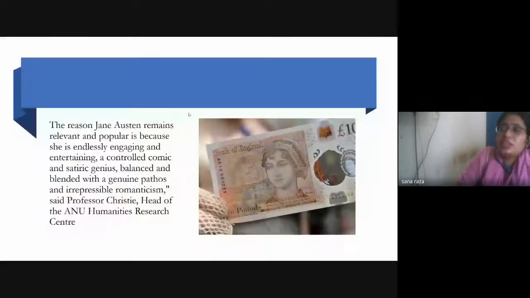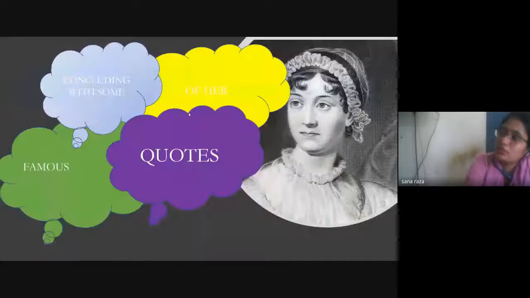The reason Jane Austen remains relevant and popular is because she's endlessly engaging and entertaining, a controlled comic and satiric genius, balanced and blended with a genuine pathos and irrepressible romanticism. This is by Professor Christie, head of the ANU Humanities Research Center. Alongside in this slide, you can see the currency from Britain, where Jane Austen is imprinted. I'm concluding with some of her famous quotes, which will help you assert how much of a rebel, how much of a feminist she was.